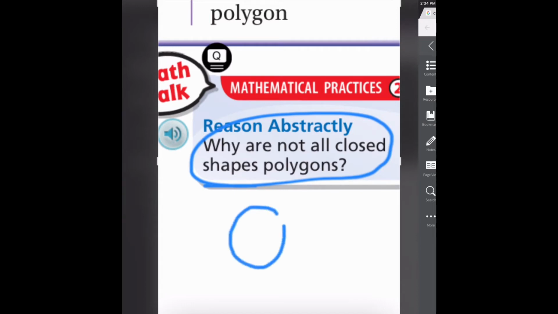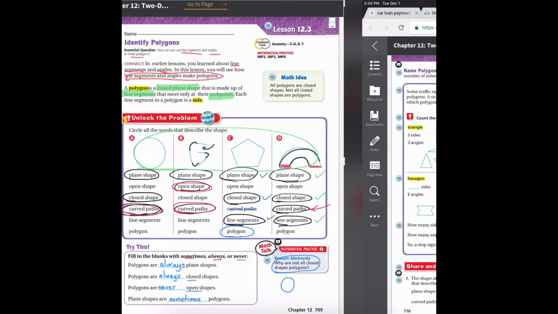If I have a circle, which is a closed shape, it's not a polygon because it has a curved path. So if it has any curved paths, again, I know I said it, but I'm going to keep repeating it. If it has any curved paths, it is not a polygon. Okay, let's go to the next page.